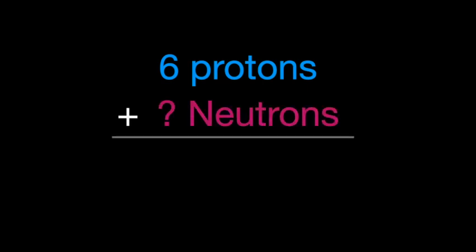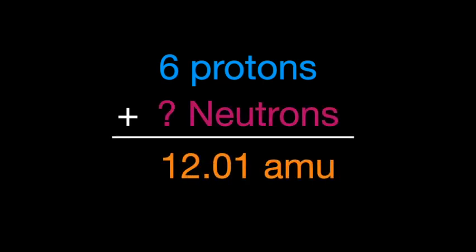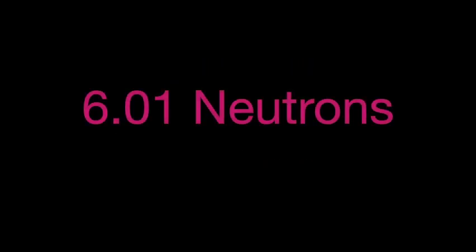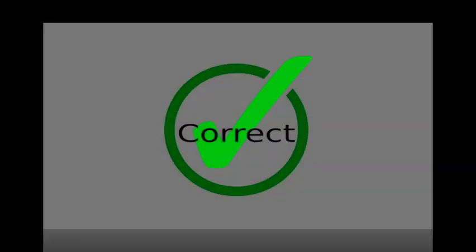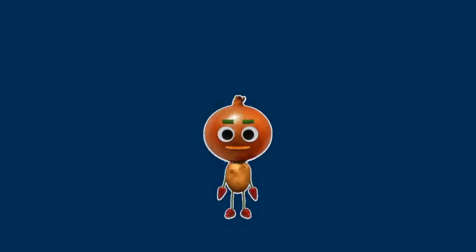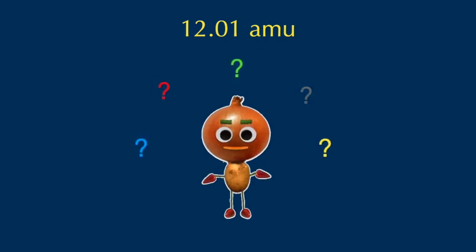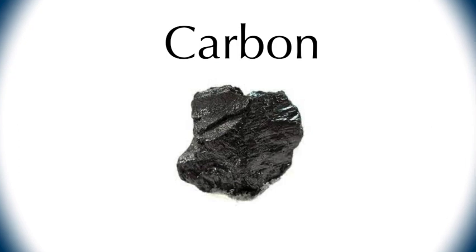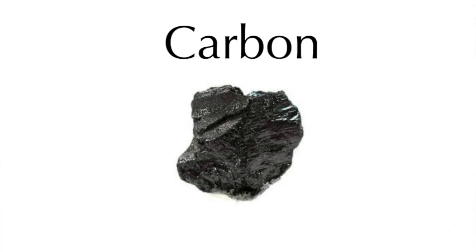6 protons plus how many neutrons equal 12.01 AMUs? 6.01 neutrons, right? That is correct. But no single atom actually has 6.01 neutrons, nor does any atom have just a part of a neutron. So, how do we get 12.01 atomic mass units, or AMUs, as the average atomic mass of carbon? To answer that question, let's take a look at the element carbon.